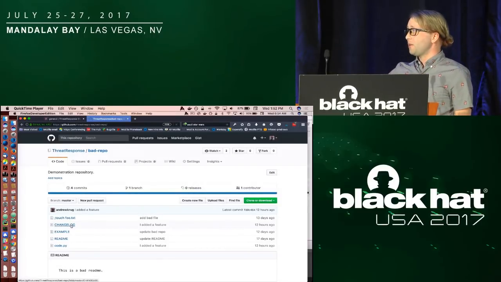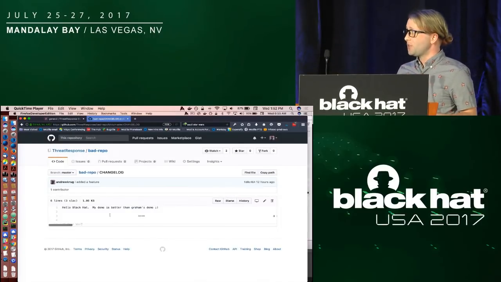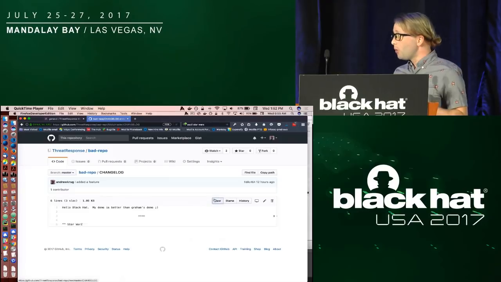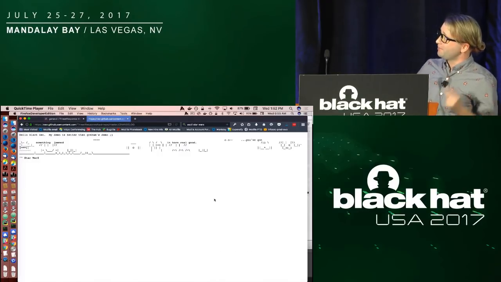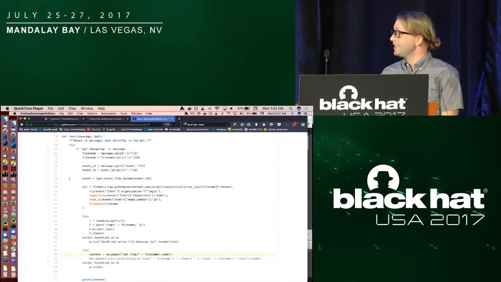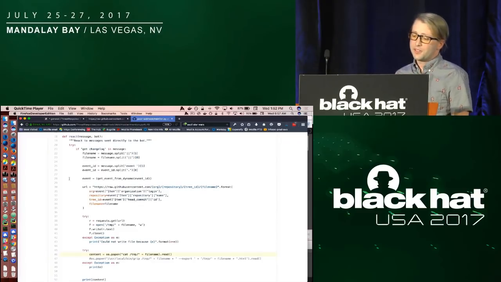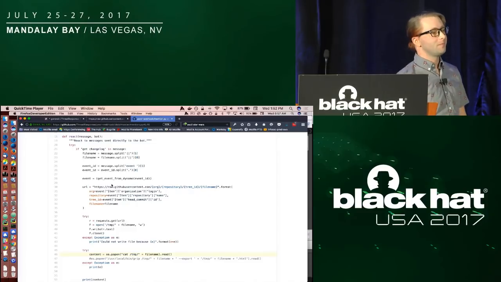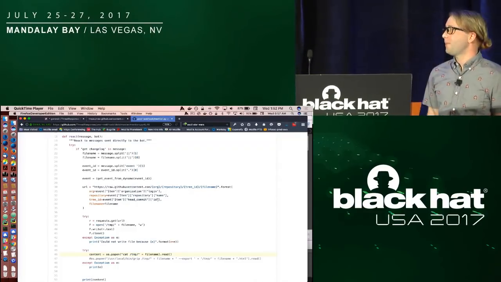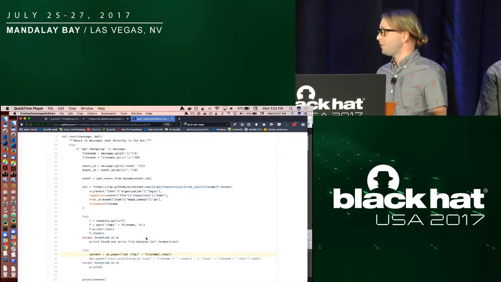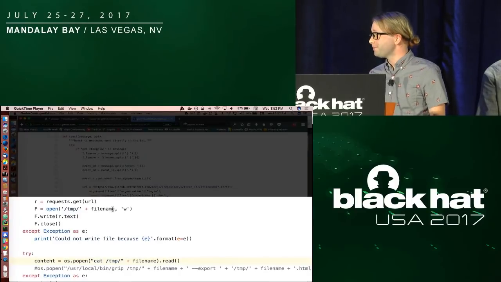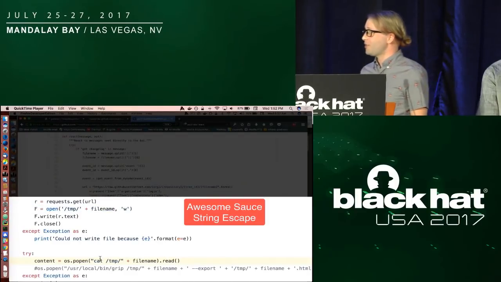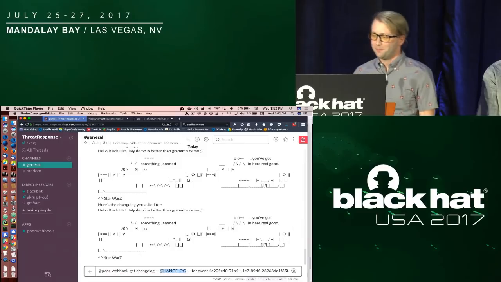I'm just validating here that the changelog is actually as it's supposed to be. So this is normal behavior for the app. There's the Star Wars ASCII text. There's the vulnerability itself. It's an os.popen instead of a Python file read, which we all know is bad, but somehow they still make it in sometimes. Code reviews are important. So there it is, nice and large, awesome sauce, string escape.